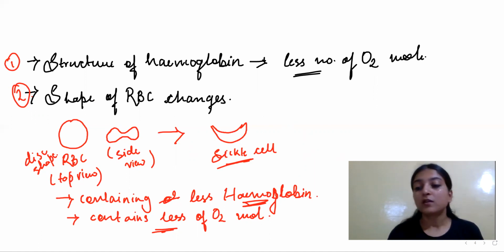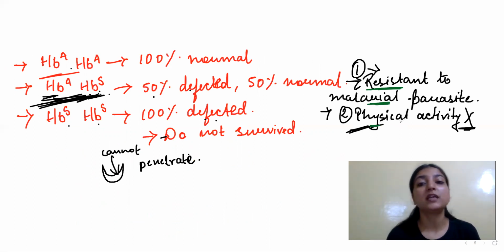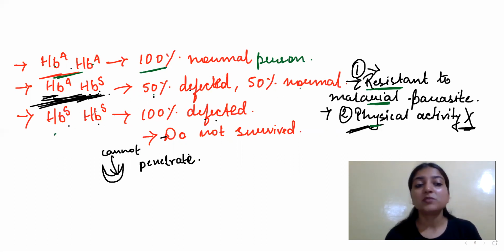So persons affected with sickle cell anemia are resistant to malarial parasites, but they have problems with physical activities, or muscular problems. Now HbA, HbA, these two genes are normal, so a 100% normal person is shown here. If a person has HbA and HbS, it is 50% defected and 50% normal. Now if HbS, HbS is present, it is 100% defected, and because of this the person does not survive.